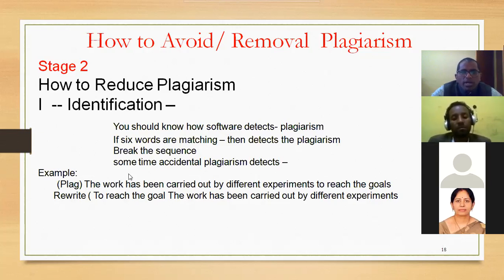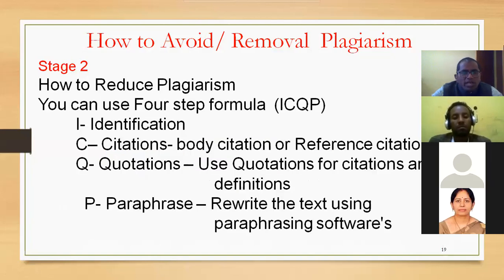For example, I have given one sentence here: the work has been carried out by different experiments to reach the goals. It got detected as plagiarism. What do you need to do? You rewrite: to reach the goal, the work has been carried out by different experiments. So you just have to rewrite with the identification. This is one way. We'll do practice also after this.